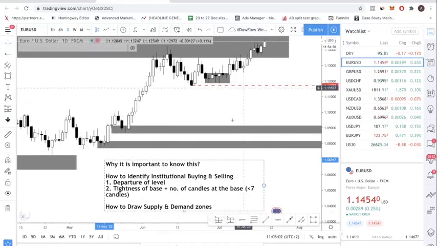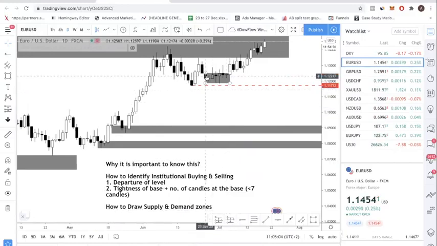Okay, so let's look at this example so that I can further explain what I mean. So over here, you can see that you have 1, 2, 3, 4, 5, 6, 7. So this is more than the 6 candle rule. Okay, personally, I like to use the 6 candle rule. If a base has more than 6 candles, in this case 7 candles, then it's not a good base. Okay, it's not a good area where institutional players are actually buying.